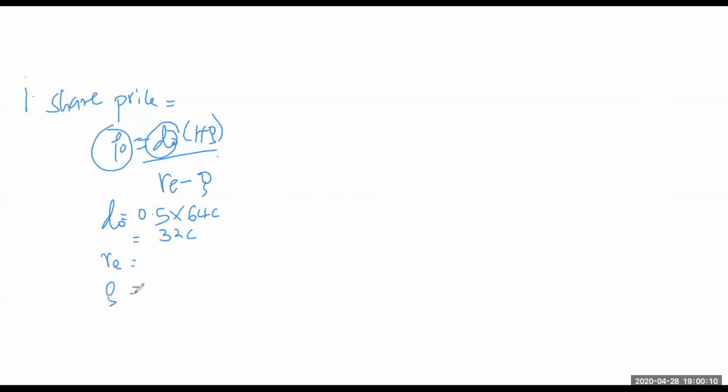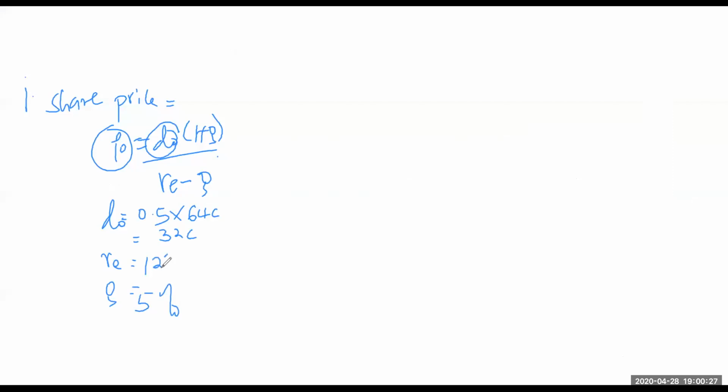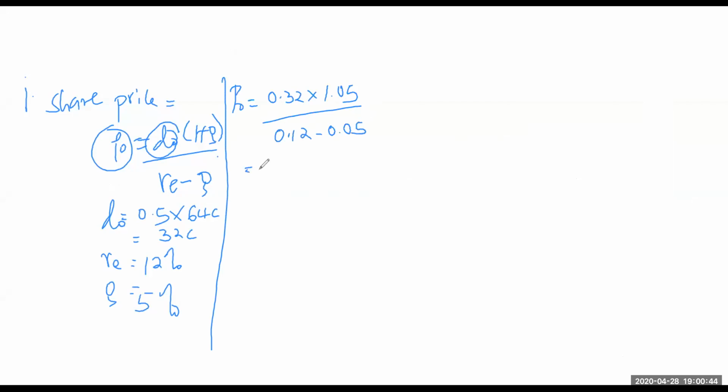The G, let me just check back on those values in my question. The G is equal to 5% and the cost of equity is 12%. So simply apply the model. Therefore, the market value P naught will be equal to 0.32 times 1 plus the growth, 1.05, divided by the cost of equity, 0.12 minus 0.05, to give us 4 point something.